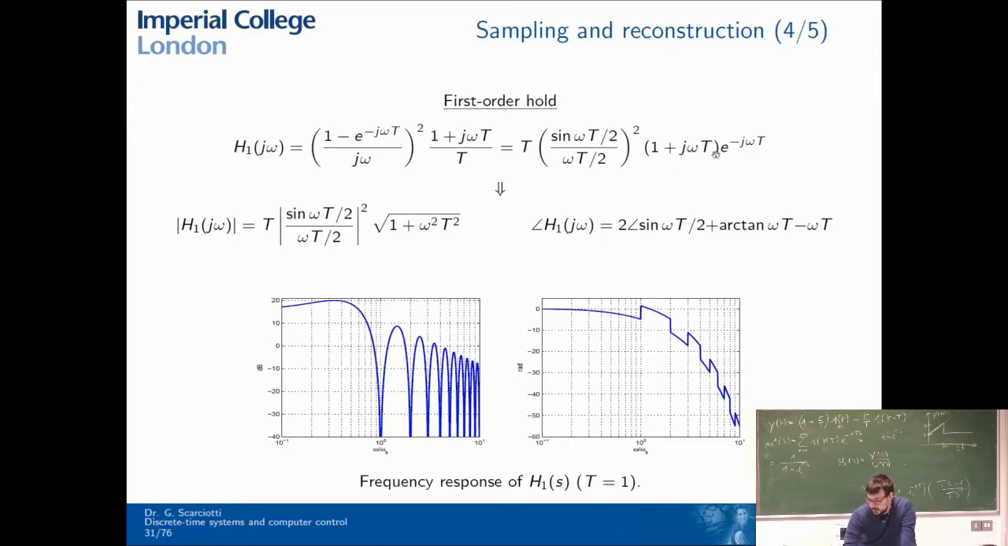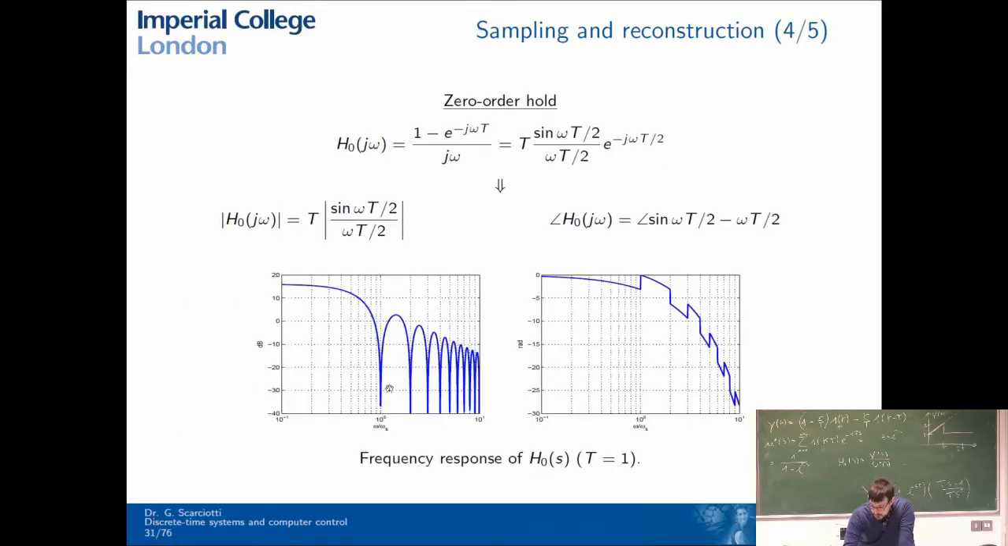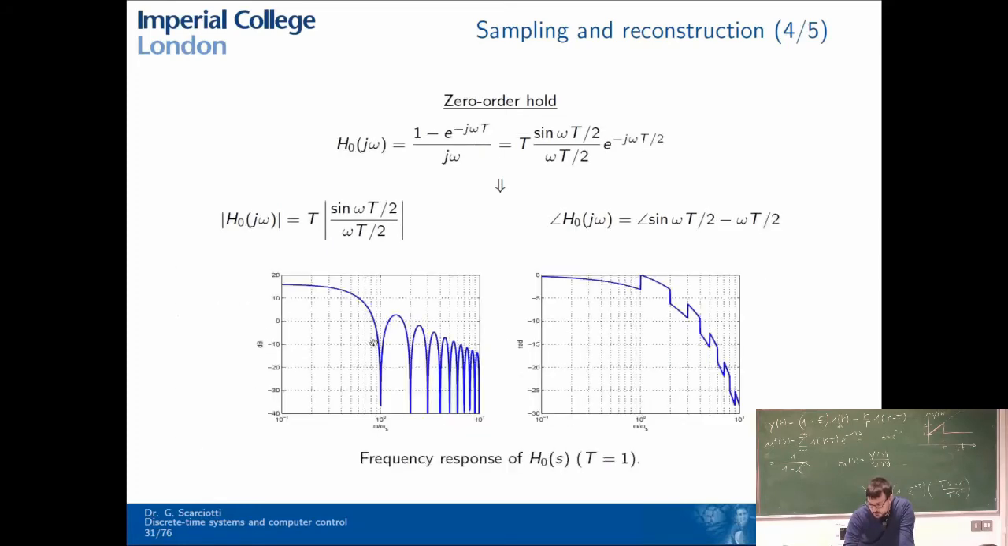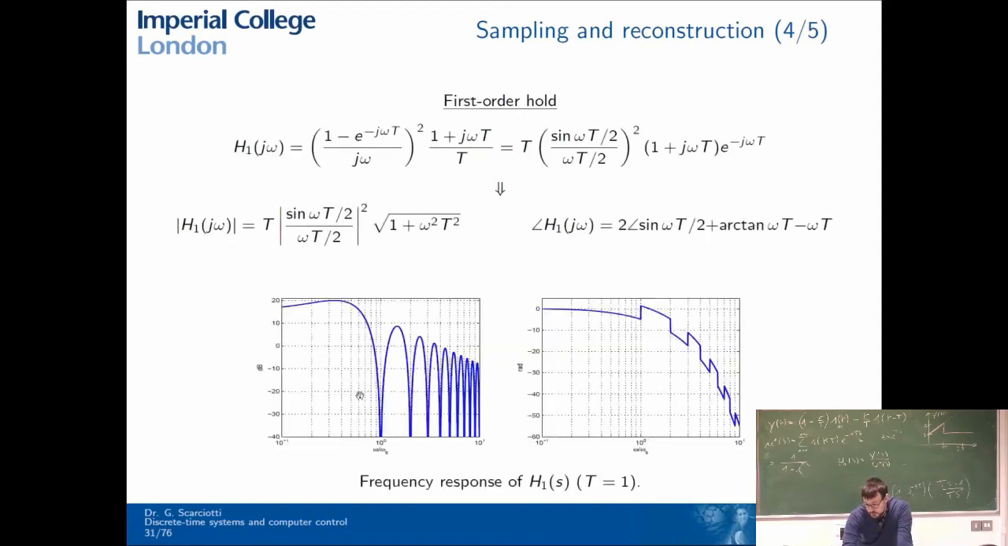It's 1 plus j omega capital T. The absolute value of this is defined as the square root of the square of the real part plus the square of the imaginary part. So this is the absolute value of H1 of j omega. If we represent this in the Bode plot, then we see that the behavior is similar to the one of the zero order hold. So if we look back, you see that the behavior is similar. The difference is that this behavior is a bit more similar to the square ideal filter. You see that this goes down later with respect to this. So this is a better version of the approximation.